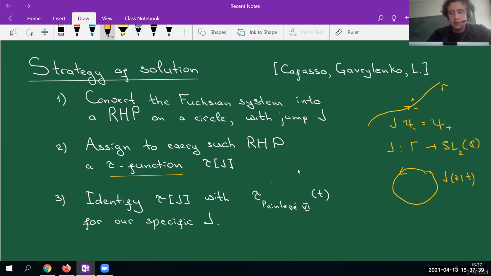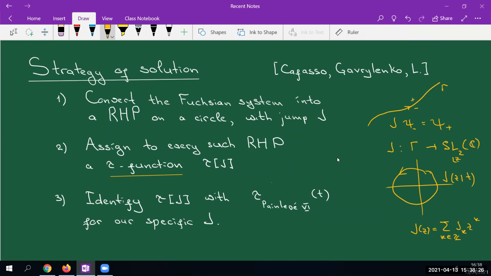Simply suppose that the jump matrix that you have on the circle is of course a function of z, in the complex plane of z, with some Laurent expansion. But now suppose that this jump matrix also depends on some parameter, any parameter. In our problem, it can be the position of a singularity. It can be a monodromy exponent. Perhaps it can be something else.